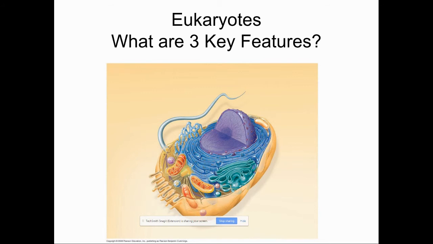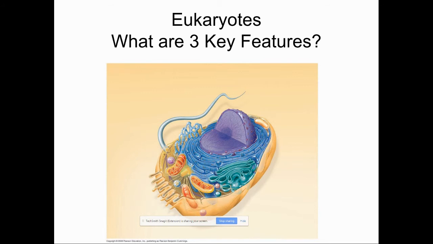Eukaryotes, we got a lot going on here. We're not necessarily going to label this one right now. But what are the three key features of eukaryotes compared to prokaryotes? They're much bigger, right? They're larger. They're typically about 10 times larger than prokaryotes, at least 10 times larger than prokaryotes. What else?